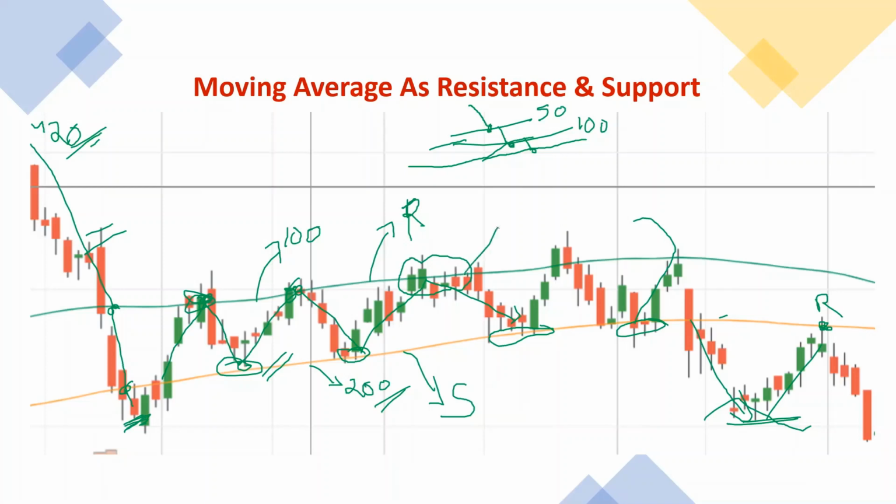It could have broken this and gone up, because it was sustaining out here. But unfortunately, after several days of consolidation, it showed a big candle and fell down. So sometimes it falls down, sometimes it shows a good reversal as well. So this was the basics of resistance and support.